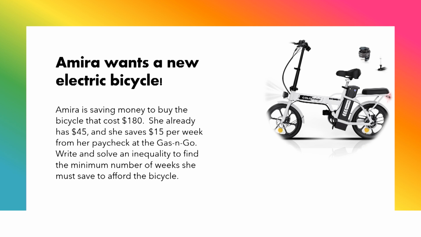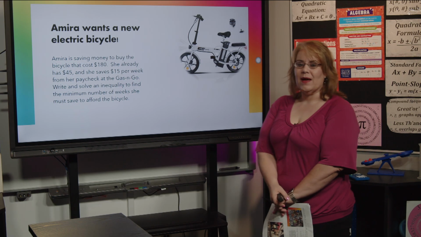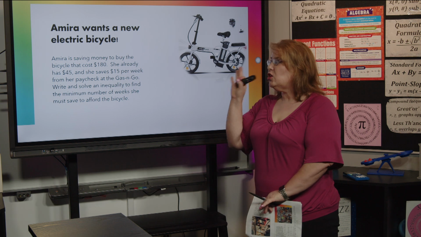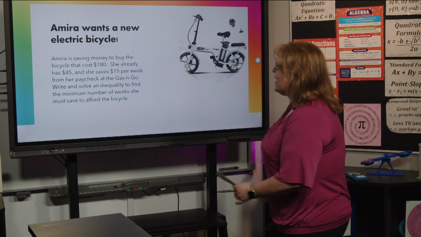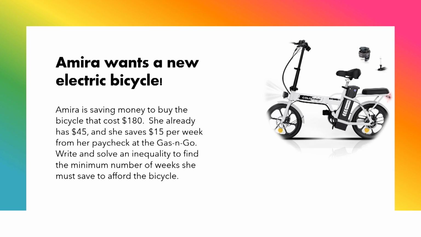Are y'all ready to work on this bicycle? So let's see what we got. I'm going to annotate my passage. You look at my annotations and see if it looks anything like your annotation. So here we go. It says that she's saving money for her bicycle that costs $180. She already has $45, and she's going to save $15 per week. All right, so we're going to solve and we're going to write our inequalities, and we're looking for the minimum number of weeks it's going to take.